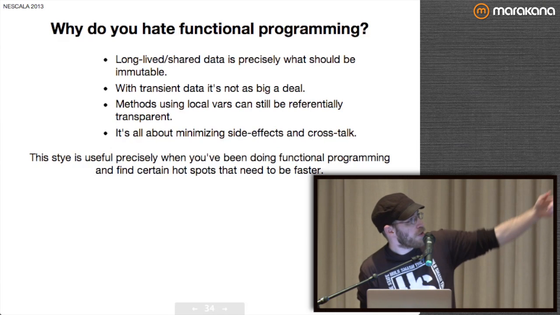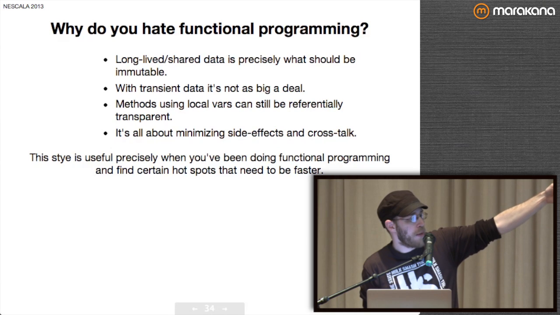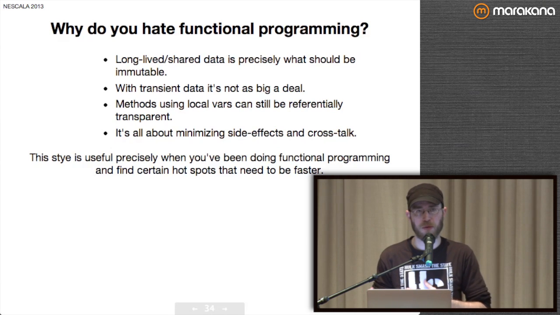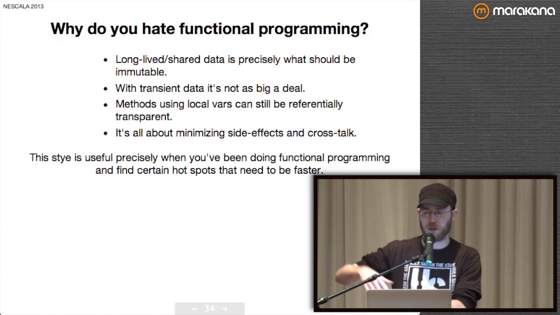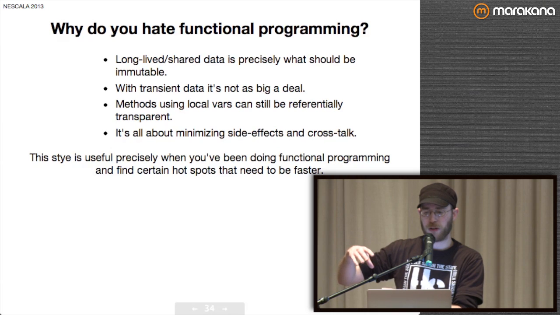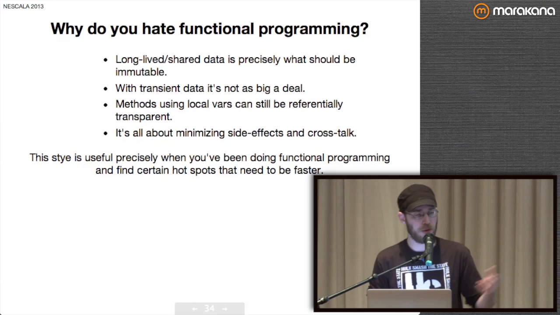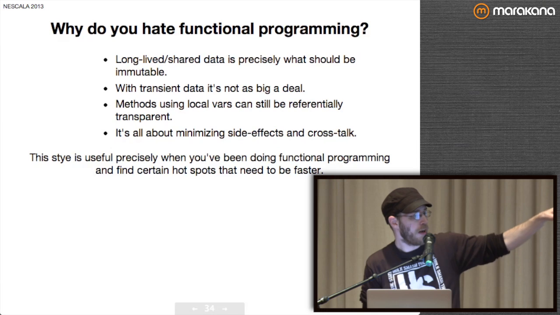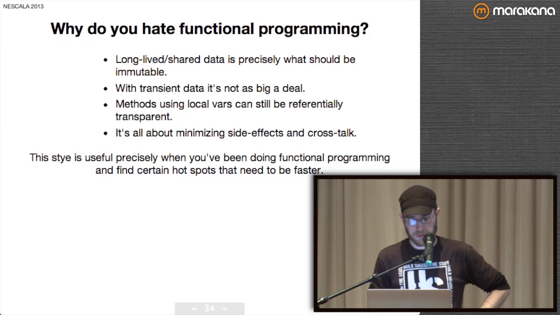And just another point here is that if you're using local vars in a method, that method is using mutation, but it can still be referentially transparent. There's nothing preventing you from using referential transparency in a big sense, but have particular areas where you need to burn through an array, or you need to do complicated resampling, where you need to have random access to a mutable array. And that can be fine. For me, it's about minimizing side effects and crosstalk, and those are the things that are really bad.